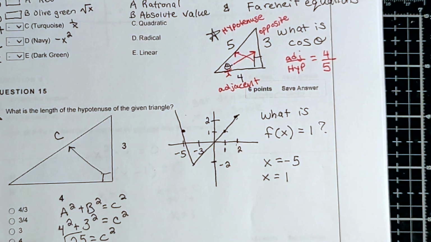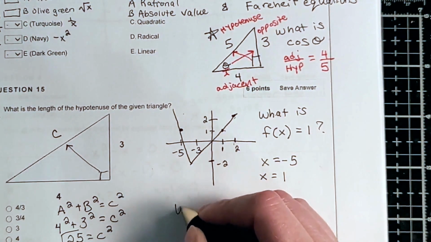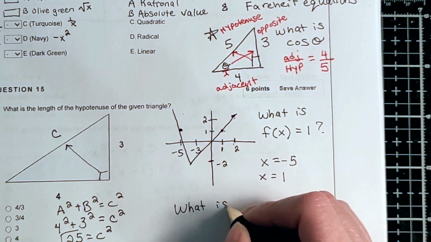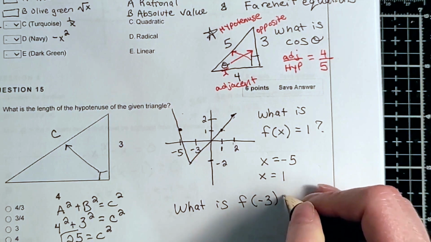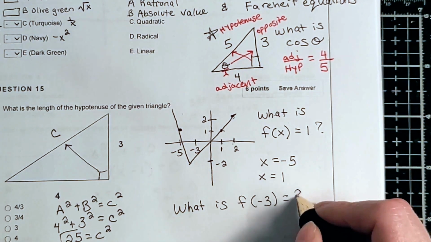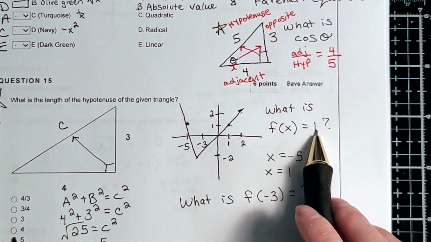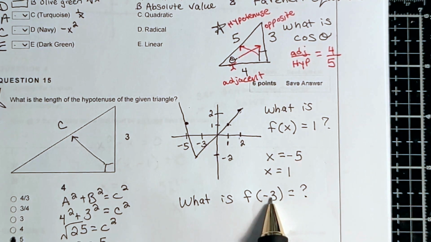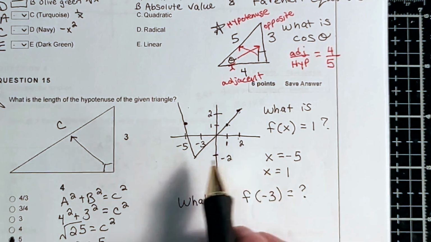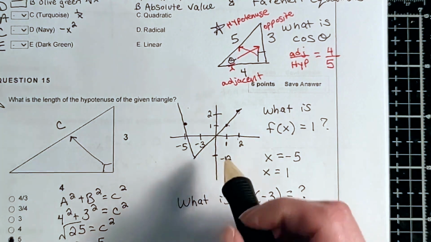All right, same picture, different question. What is f of negative 3 equal to? Okay, you see how it's worded differently? Here the number was after the equals. Here now the number's plugged in for the x. Okay, so what you would do is you would look at your negative 3 on the x, and you would drop down and read what your answer would be.